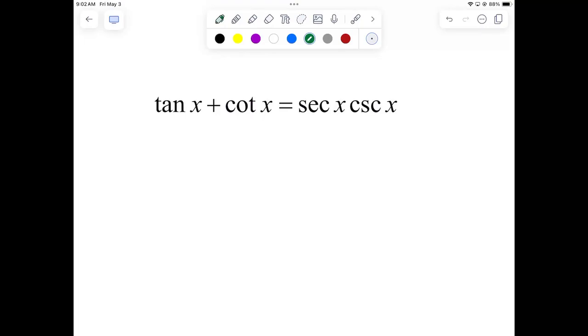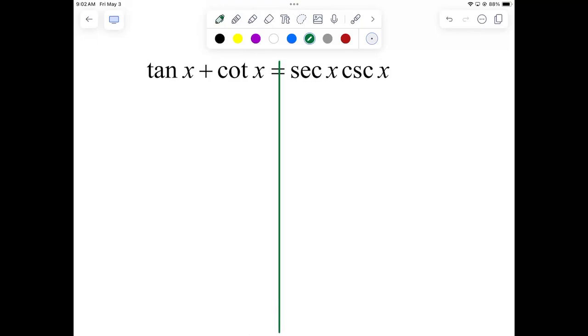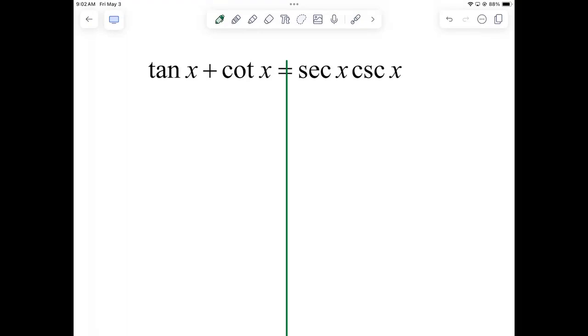Step 1, draw your line down the middle. That's always step 1. That's an easy step to do, right? Draw the line down the middle. That keeps you from cross-contaminating. Now we pick the side that has more information. Left or right? Why do you say the right? It's multiplication, right? Good. The left side is addition.